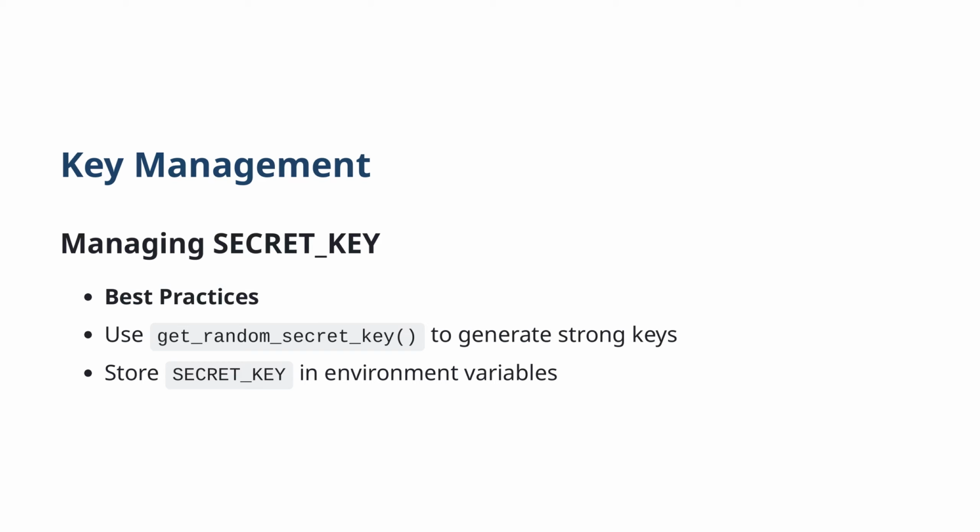The secret key is a vital element for the security of your application, used for cryptographic signing, and should be handled with utmost care. One best practice is to use the get_random_secret_key function provided by Django to generate a strong and complex secret key. This approach ensures that your secret key is robust against attacks and not easily guessable.